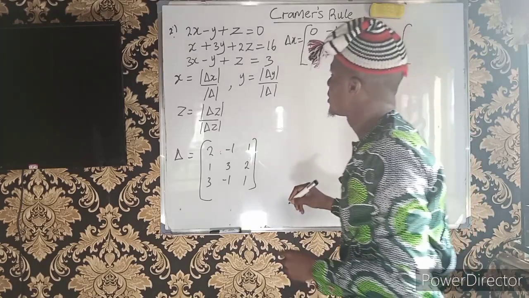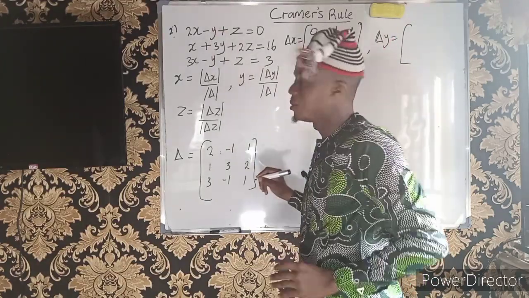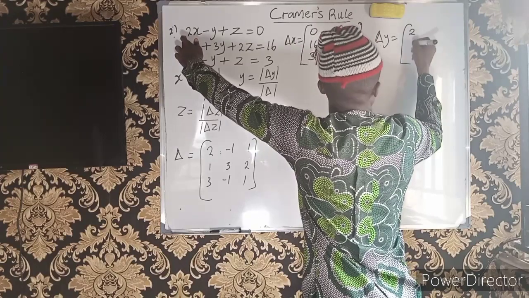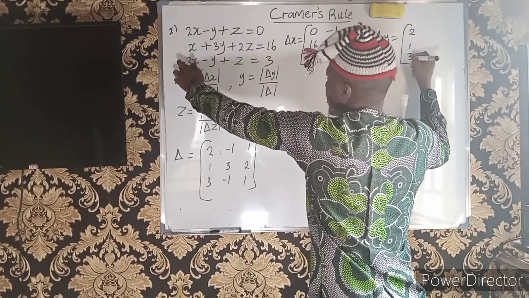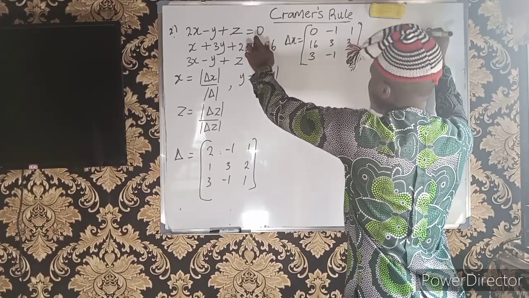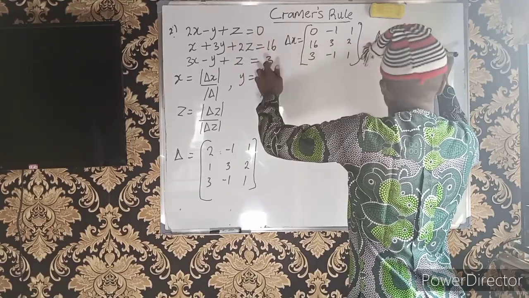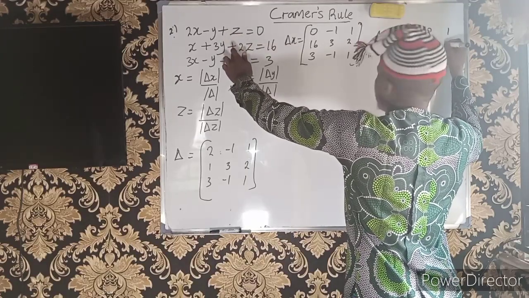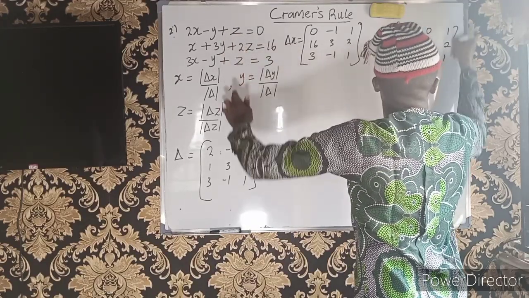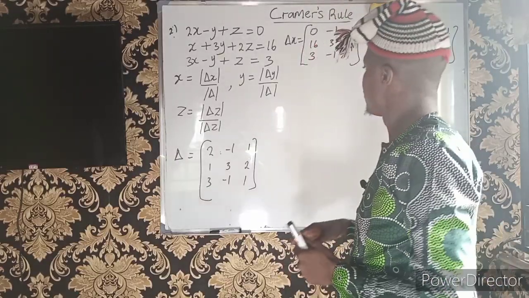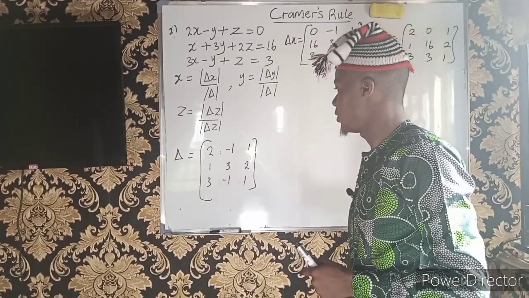For change in y, cover y, don't touch y, but you must start from the left. So you will have 2, 1, 3. Z is always the last to pick. You now have 0, 16, and 3, followed by 1, 2, and 1. Having formed these matrices, you've got to solve for their determinants one after the other.